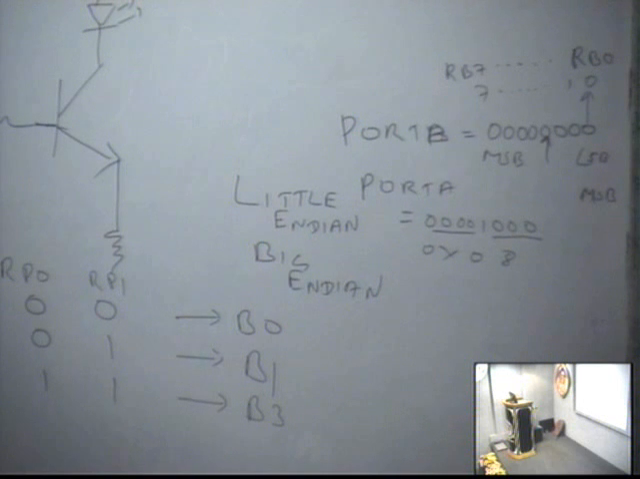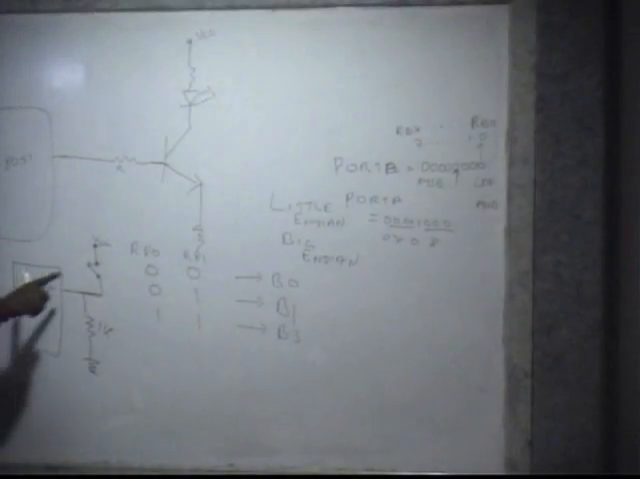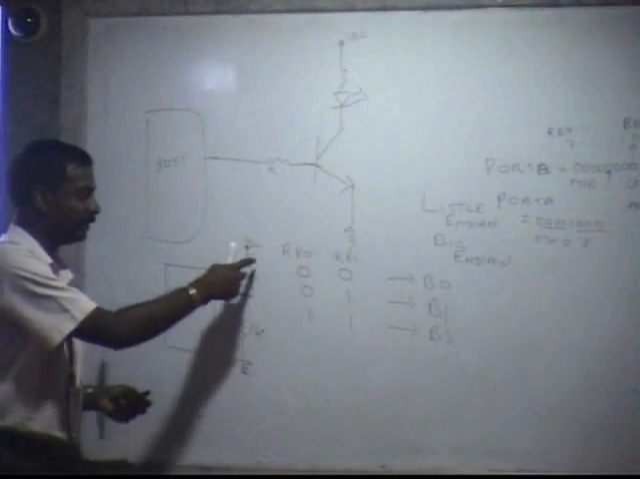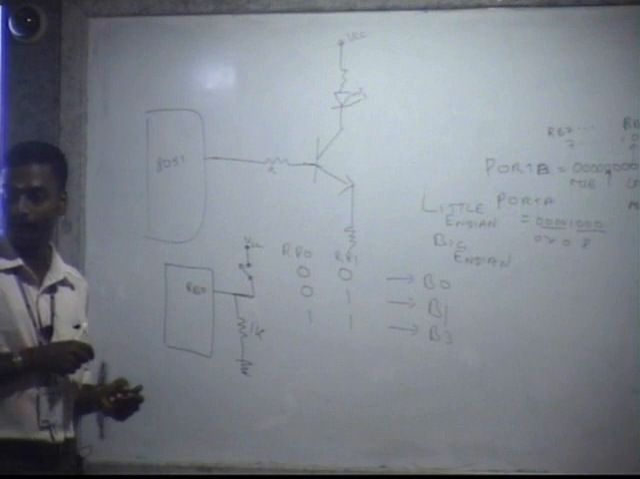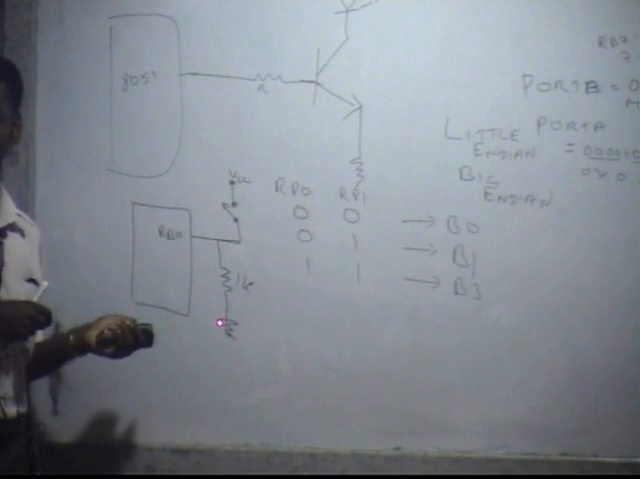So what will I do? For that you use a method known as a pull down resistor. Here you give one resistor, 1K, and connect this point to ground. What happens is, whenever the switch is open, this will be ground, 0. Whenever the switch is closed, VCC will come in. So this is known as a pull down resistor.